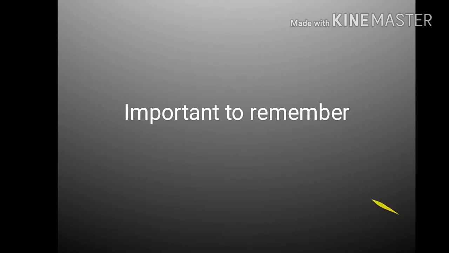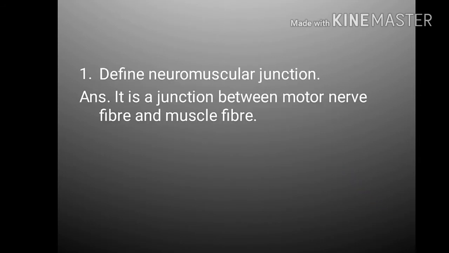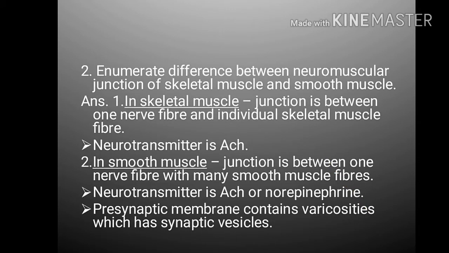Important points to remember. Define neuromuscular junction. It is a junction between motor nerve fiber and muscle fiber. Enumerate differences between neuromuscular junction of skeletal muscle and smooth muscle. In skeletal muscle, the junction is between one nerve fiber and an individual skeletal muscle fiber. Here, the neurotransmitter is acetylcholine. In smooth muscle, the junction is between one nerve fiber and many smooth muscle fibers. Neurotransmitter is acetylcholine or norepinephrine. Presynaptic membrane contains varicosities which have synaptic vesicles.